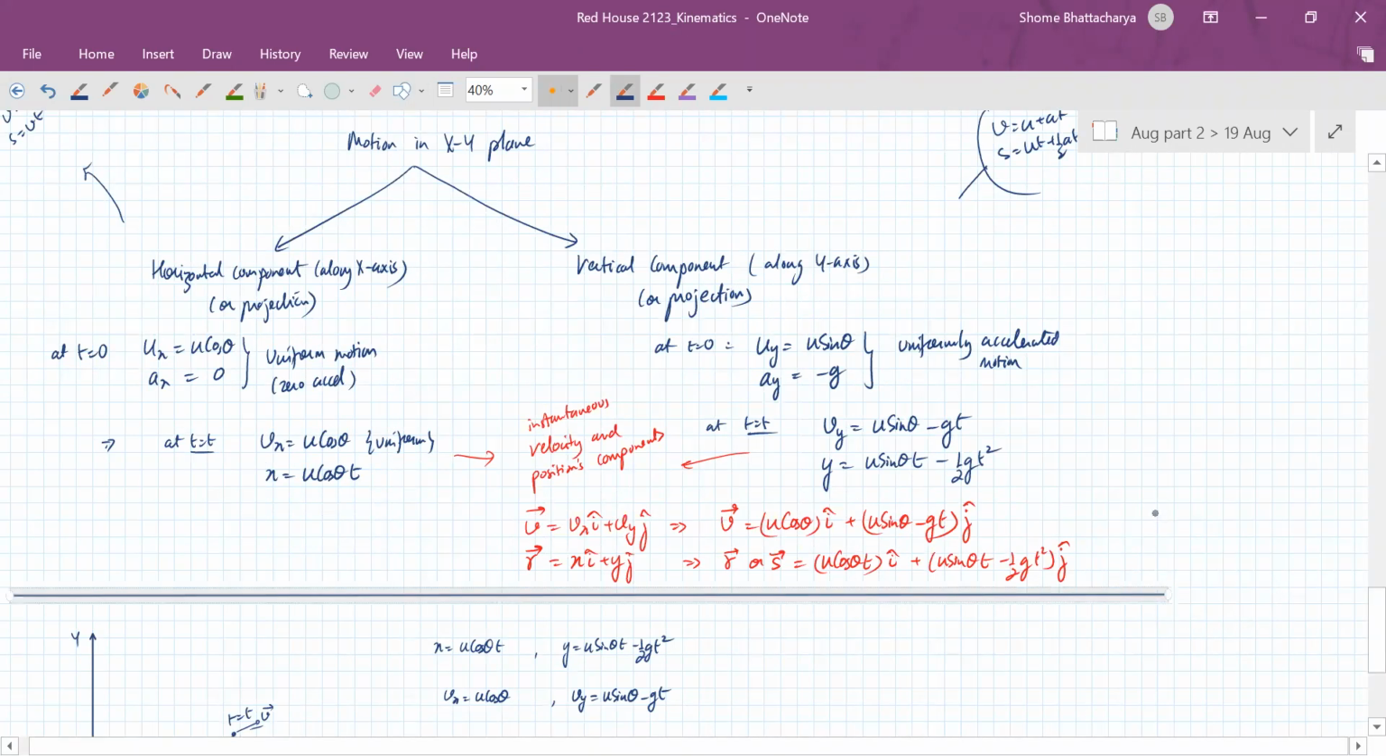So these are position at time t, and these give the individual components of the velocity at time t.